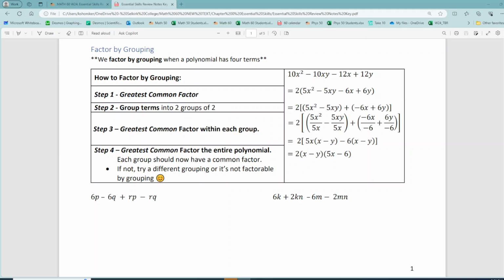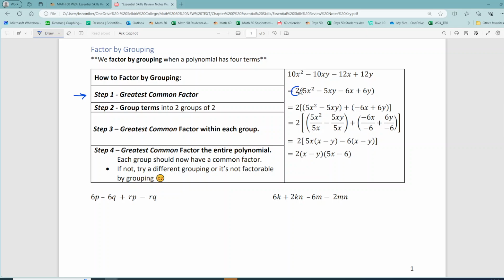The next type of factoring we're going to look at is factoring by grouping. We factor by grouping when there are four terms in your expression. So if you look at this one, we've got 1, 2, 3, and 4. What you're going to do is first of all look to see if you can greatest common factor. In this one, all four terms had a greatest common factor of 2.